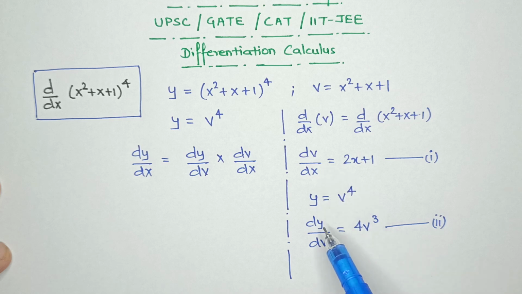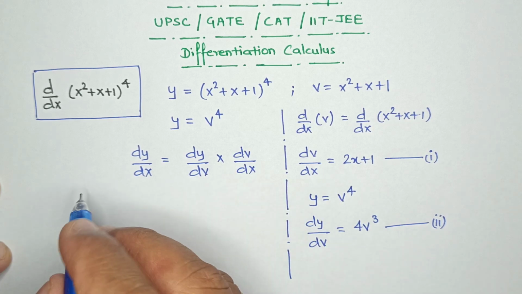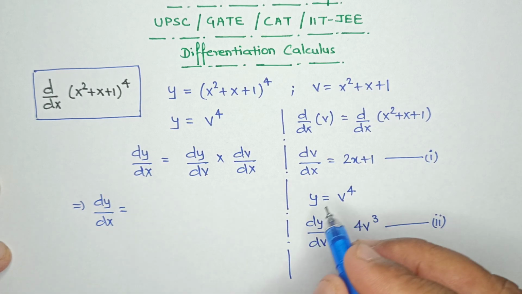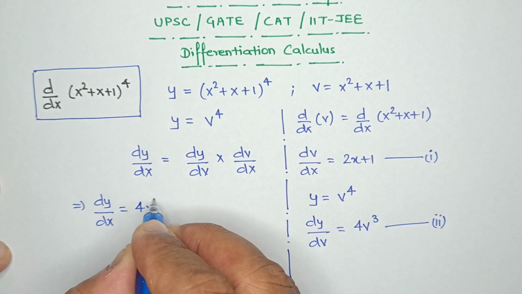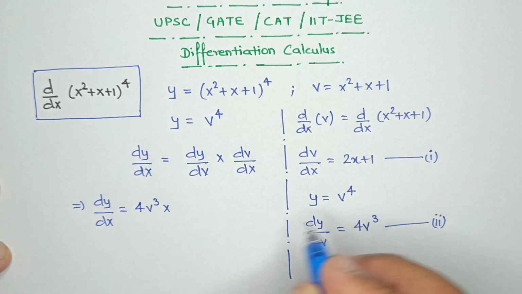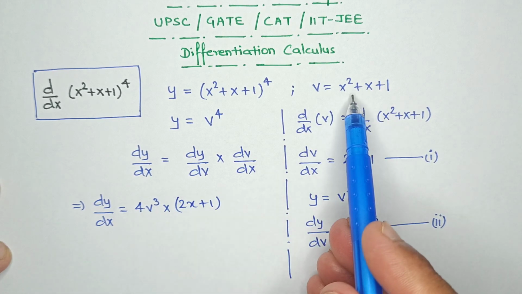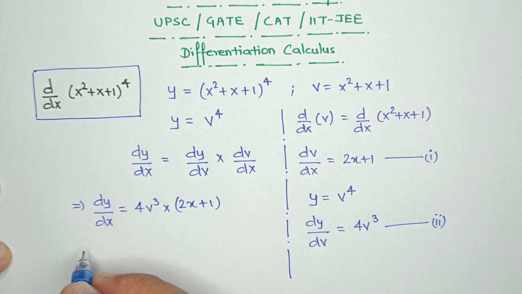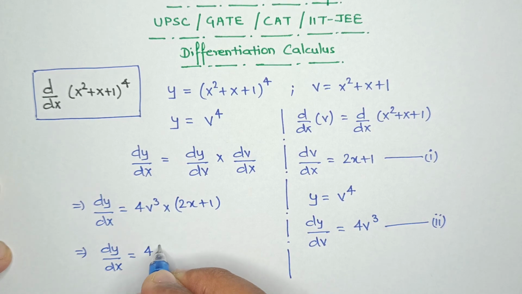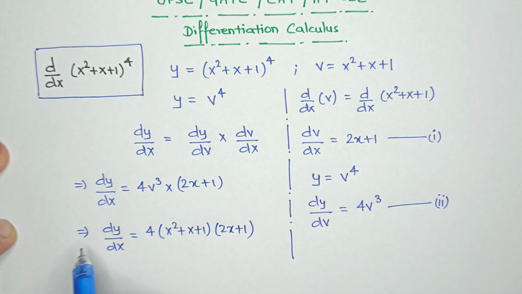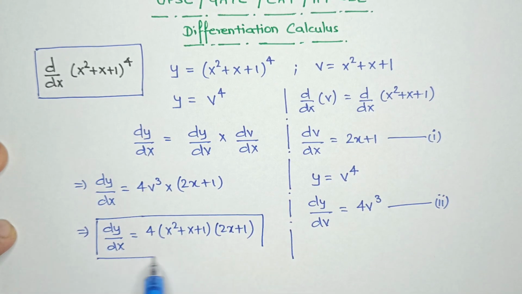Now all we have to do is substitute dy by dv and dv by dx in this equation right here. So dy by dx is equal to dy by dv, which is 4v cube, multiplied by dv by dx, which is 2x plus 1. Now initially the value of v was x squared plus x plus 1, so we resubstitute that here. So that means the value of dy by dx comes out to be 4 multiplied by x squared plus x plus 1 cubed multiplied by 2x plus 1. And this right here is the final answer to this particular problem.